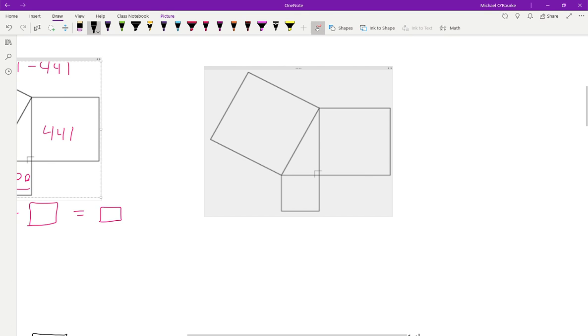Alright, let's work with, I'm going to tell you this time that this side is 41. This side is 40. I want you to find me this side now. Okay?